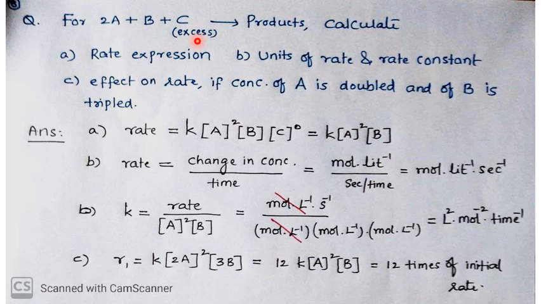Excess is present. When excess is present, generally we neglect the excess reactant. Already we studied this in the case of pseudo first order reactions. Rate equal to this is given. Check rate, everything is available here. You can calculate.